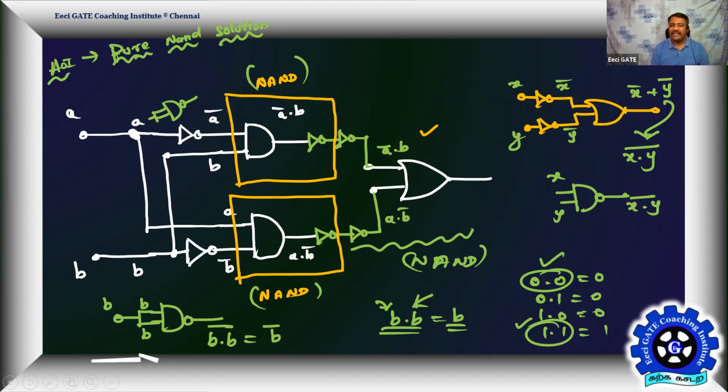How many NAND gates are we using now? Total? 5. Okay, then the implementation will look like this. So with that, let me conclude the day.